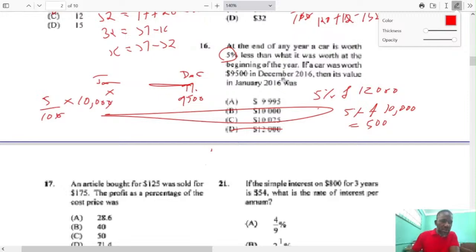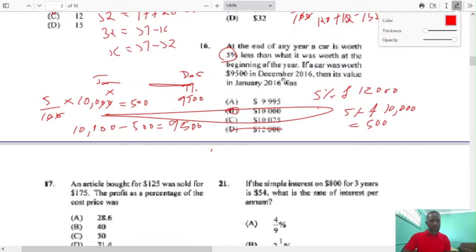0 cancels 0, 0 cancels 0. So we have 5 times 100 will give you 500. Okay, basically that's it. So if I subtract 10,000 minus 500 will give me 9,500. So basically then our answer for that question is B.